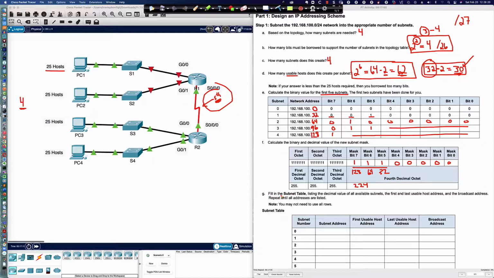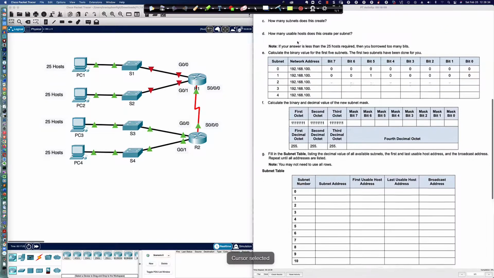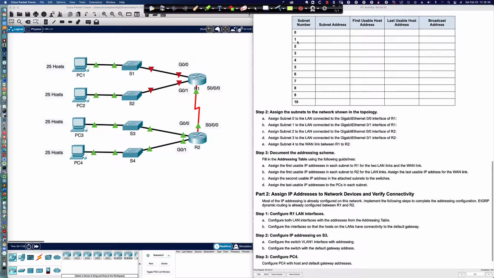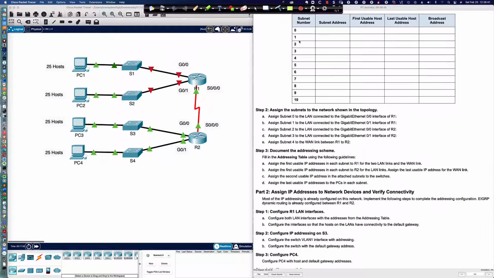So down below here, it says fill in the subnet table listing the decimal value of all available subnets. So it wants the decimal values for all available subnets. Well, let's clear our screen here, and let's go ahead and scroll down because this is where we're going to kind of hit the bottom, I should say, of this activity for the most part. So they list out all of these subnets here.